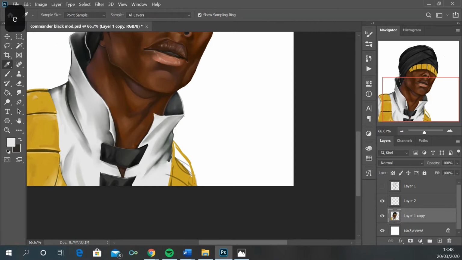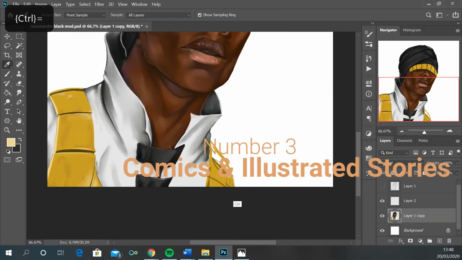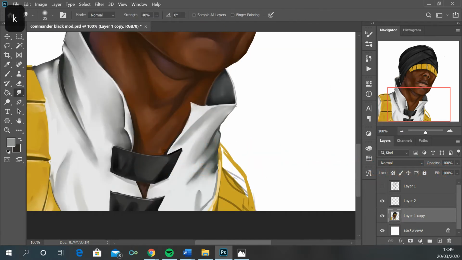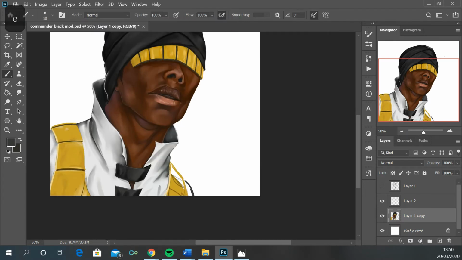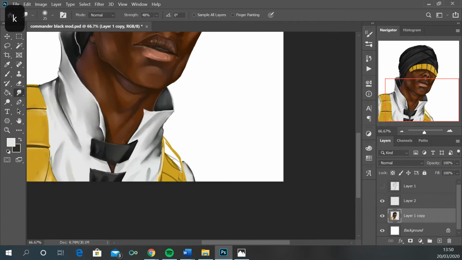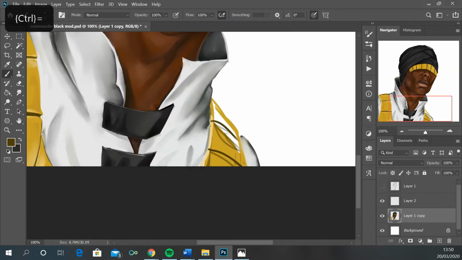On to number 3, comics and illustrated stories. Now both of these rely heavily on visuals to tell a story and embed themselves in a viewer's memory. If you really like a particular comic or story, think to yourself why it is that you like that story so much or that you like that comic so much. Is it the composition, the colours, the expressions on the faces, the detail or lack of detail?